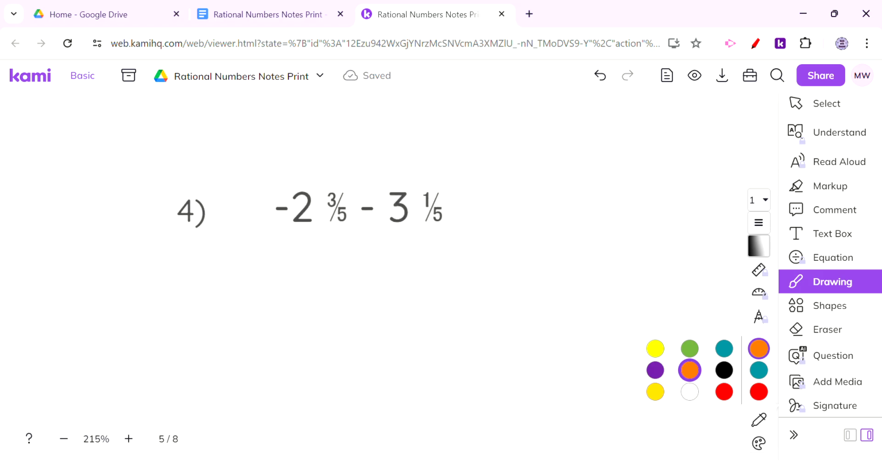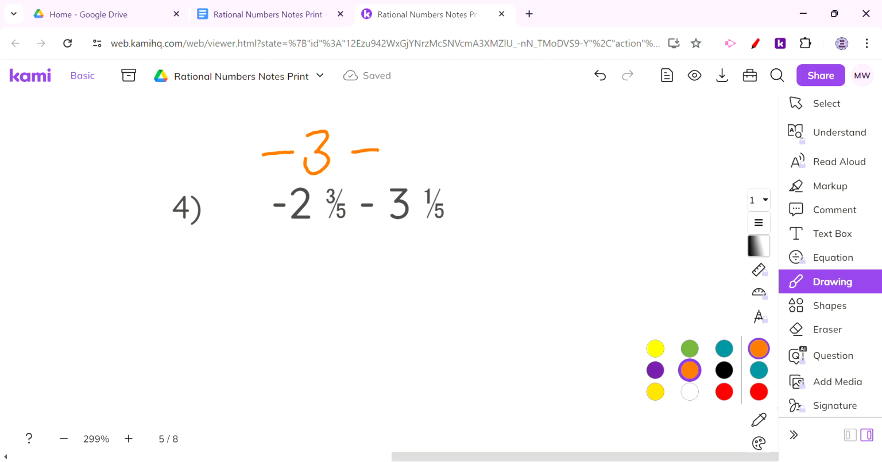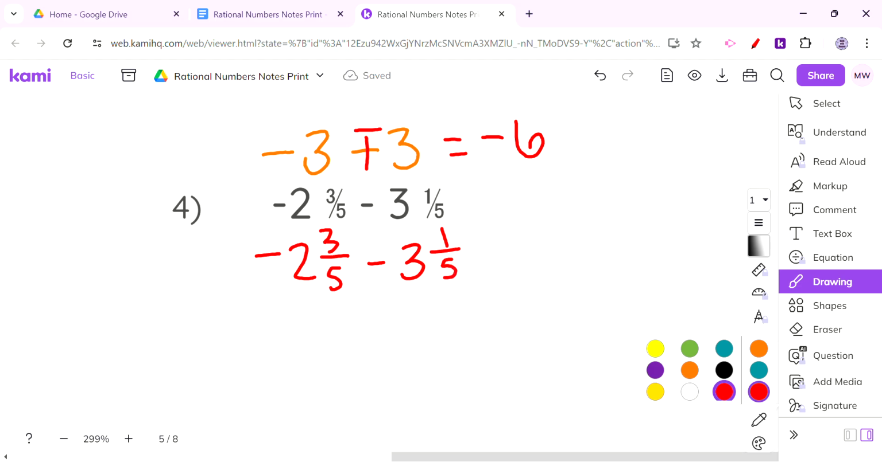All right, number 4. You want to estimate this first one to be about negative 3. And this next number, you want to estimate it to be about 3. And when you do keep, change, change, you get about negative 6. I'm going to rewrite this so that I can see the fractions a little bit better. And I'm going to turn these into improper. So 5 times 2 is 10, plus 3 gets us negative 13/5. All right, 5 times 3 is 15, plus 1 gets us 16.